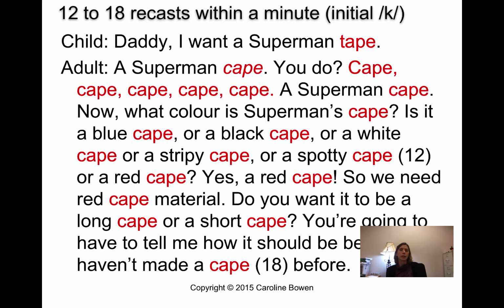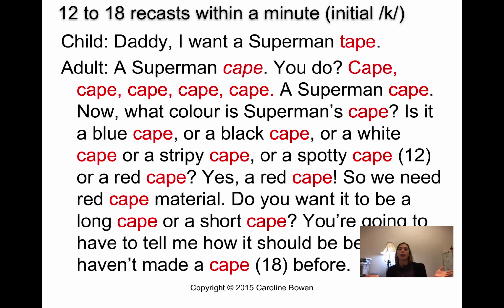Okay, so here's an example here. So kiddo says, Daddy, I want a Superman cape. And Dad's like, a Superman cape? You do? Cape, cape, cape, cape, cape. You can sort of make it fun. I like to make words and stories and songs up all the time. A Superman cape. Well, what color is Superman's cape? Is it blue cape or is it a red cape? Right, so you can have this little bit. Or does he have spots on his cape? Is it a zebra cape?